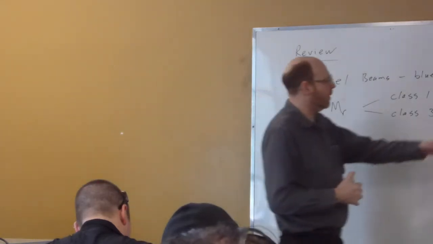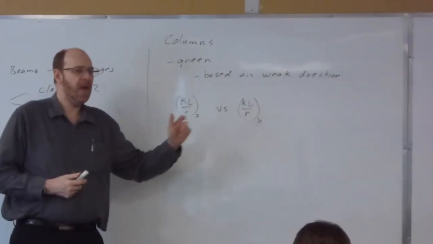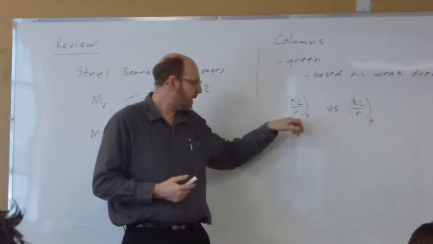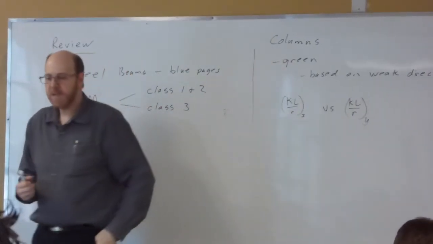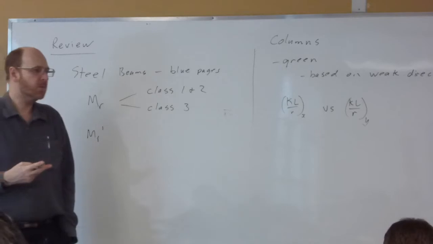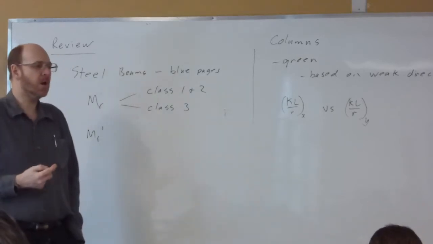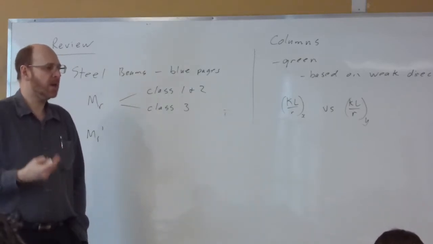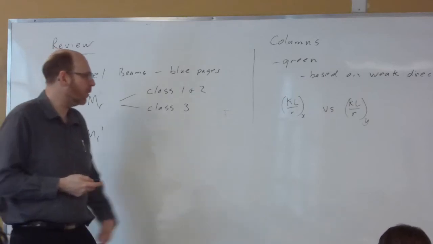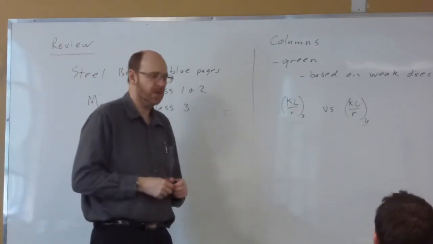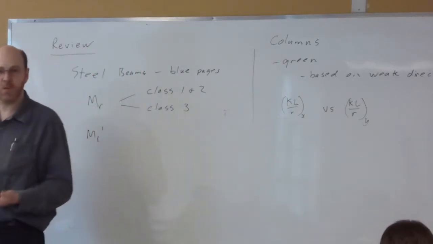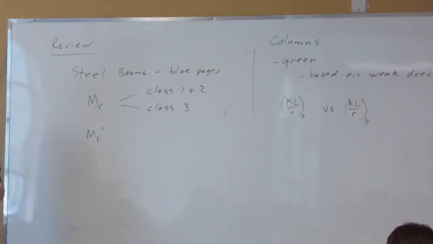Another approach is by calculating our KL over R, and so when we're checking our X direction, we're using the KL over R tables. So with KL over R tables, we come up with a CR over A. I multiply by the area, and I come up with a compressive resistance. So that's how we're checking that in the X direction. We're always going to start with weak direction buckling, just so that we can come up with that initial size.